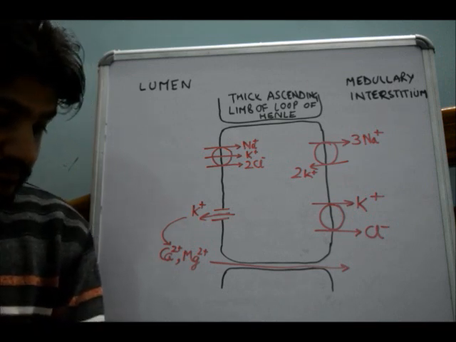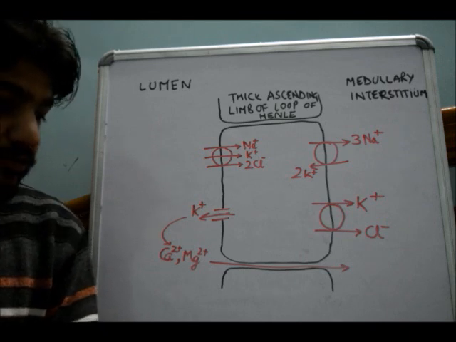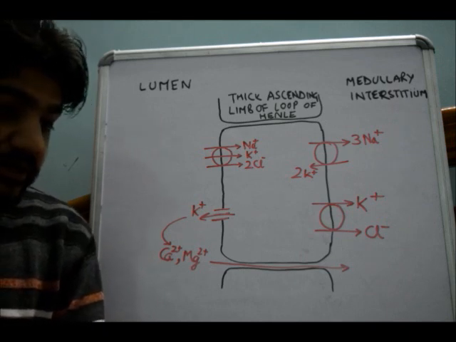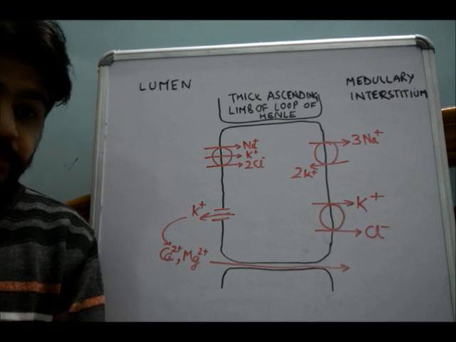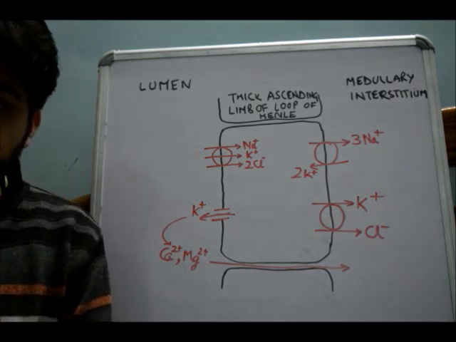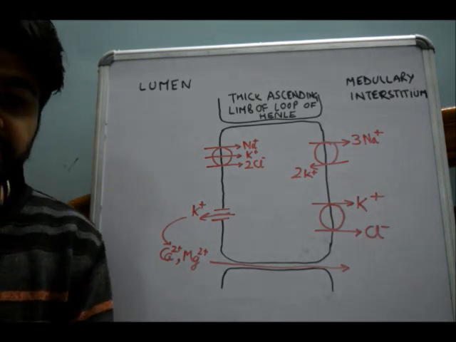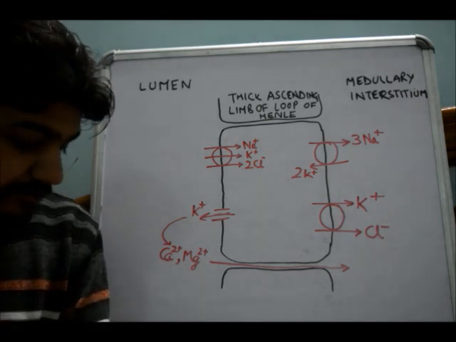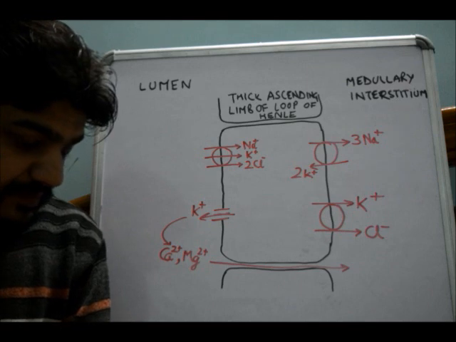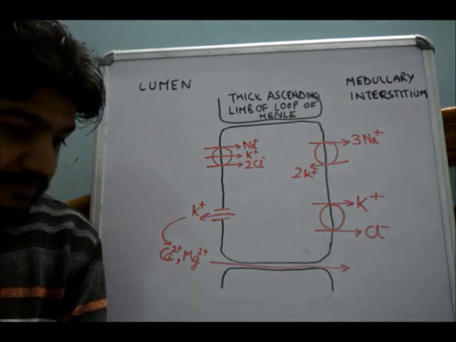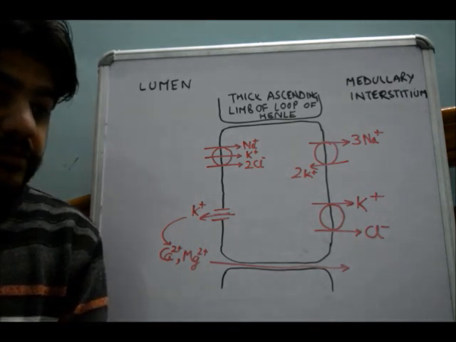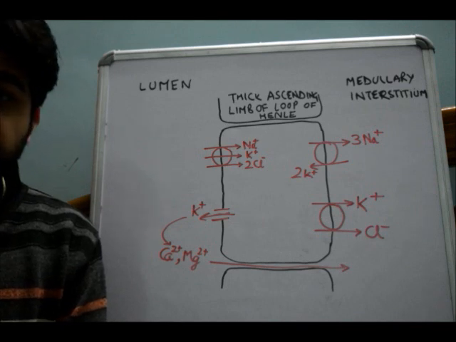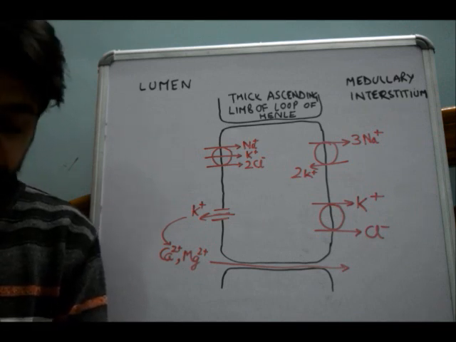So the important thing to tell you here is that the descending loop is freely permeable to water, while the ascending thin as well as thick limbs are both practically impermeable to water. That means there will be no loss of water from these to the exterior of the lumen.